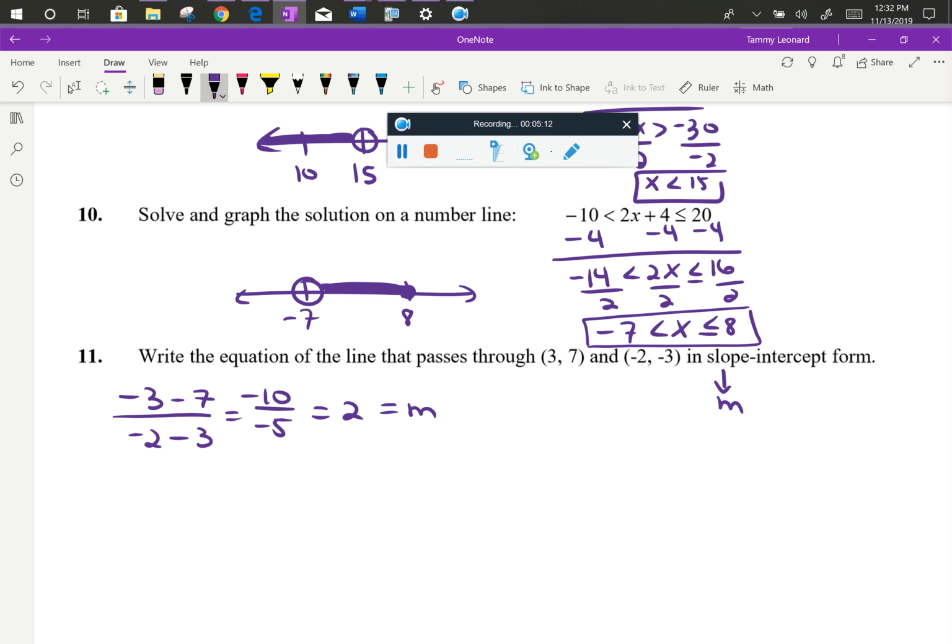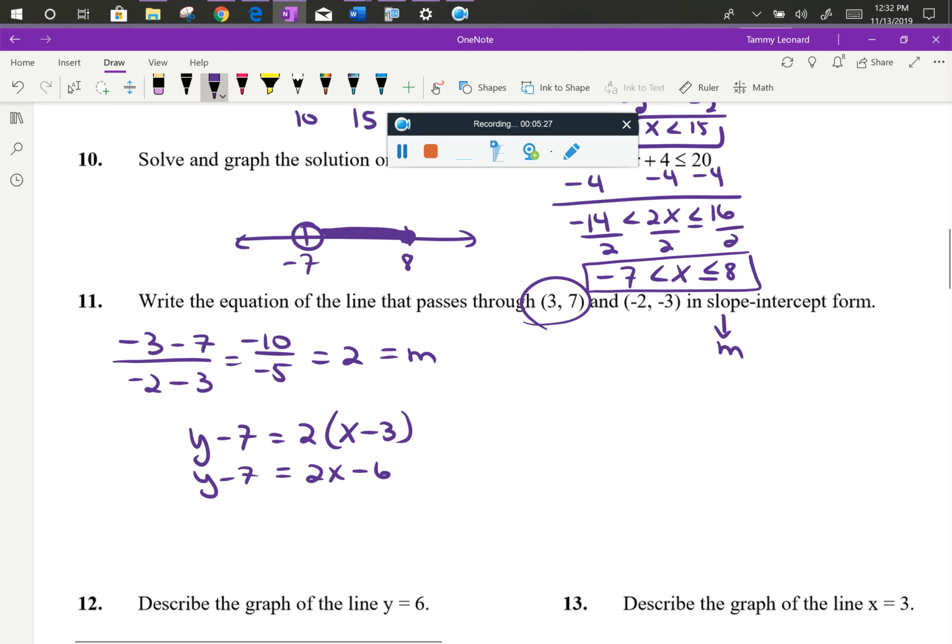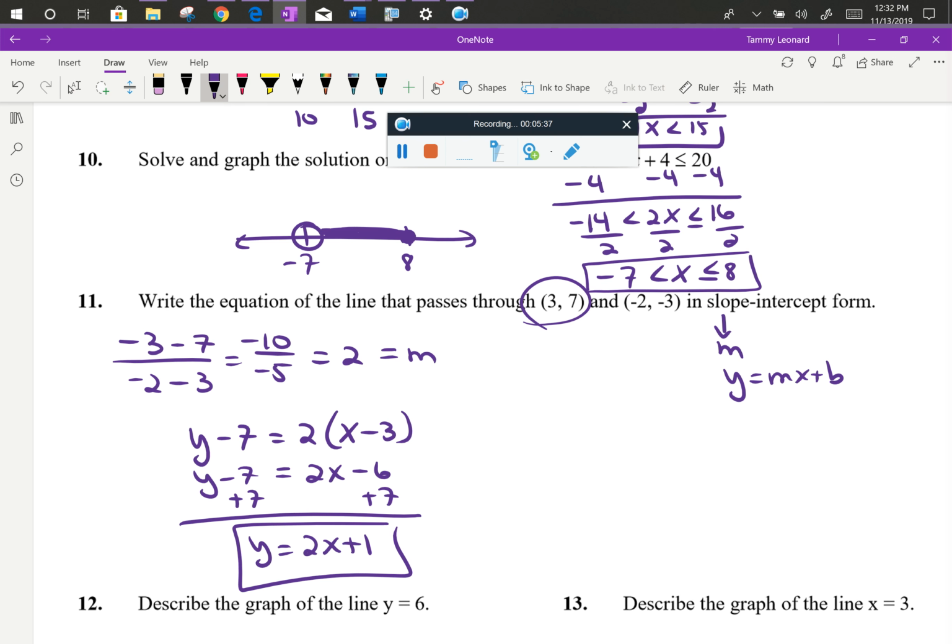Personally, I would start with point slope form, and I would choose the point that doesn't already have negatives in it. So y minus 7 is equal to 2 times x minus 3. Distributing, 2x minus 6 is equal to y minus 7. Slope-intercept form is y equals mx plus b, so we want y alone. Adding 7 to each side, y is equal to 2x plus 1. There are other ways that you could get there, but that's one method.